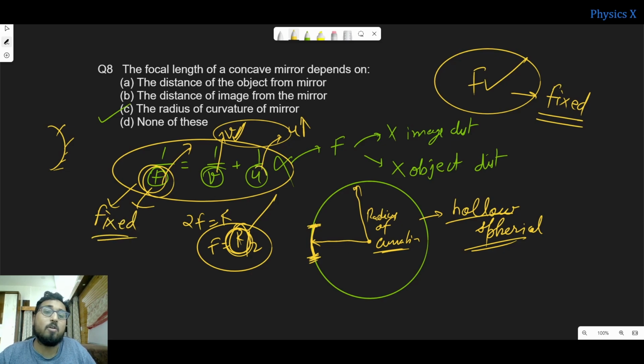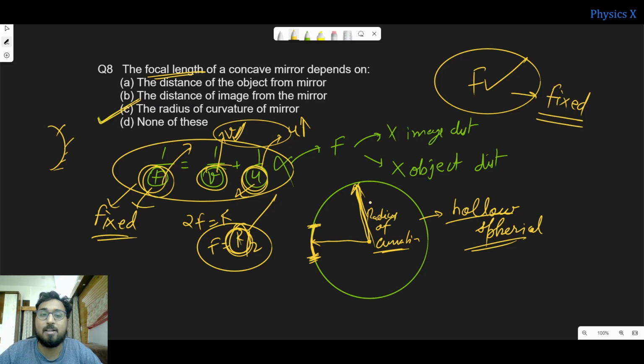Now f is fixed. Now you will vary u, and according to this focal length and this object distance, the image distance will be determined. That is why focal length is a constructional feature, defined at the time of construction of the mirror. It depends on the sphere, and the radius of curvature is exclusive to each sphere out of which you are making the mirror. So this radius of curvature will govern the focal length.